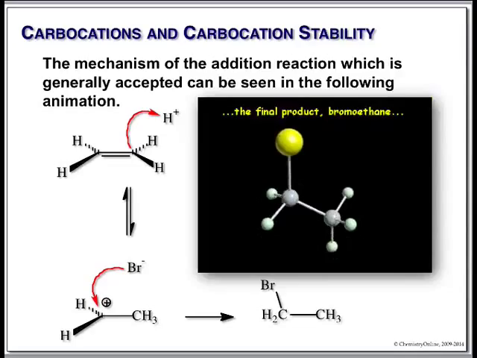Any questions? What allows it again for it to be able to go from the top or the bottom? Because remember, the carbocation is sp squared, so it's planar. Because it's planar, pathway to the top and the bottom are the same.